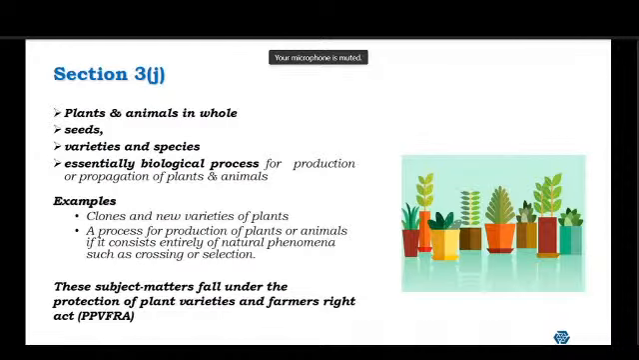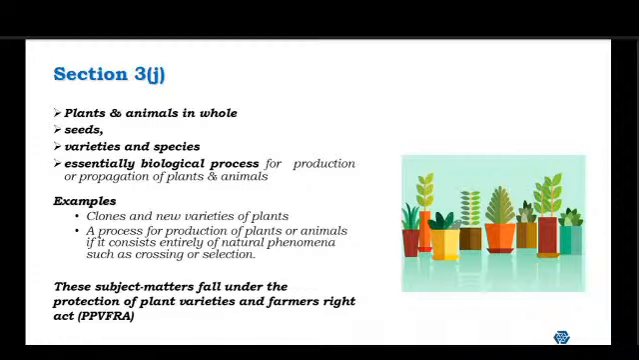Plants and animals as a whole, varieties and species of seeds. For that, basically, there is a separate form of IP which is called PPVFR, that is the Protection of Plant Varieties and Farmers' Rights Act. Under that act, you can get your newly produced breed of plant or seeds or any such species. Those varieties can be registered under this act, and you get protection over the said species for a limited term.